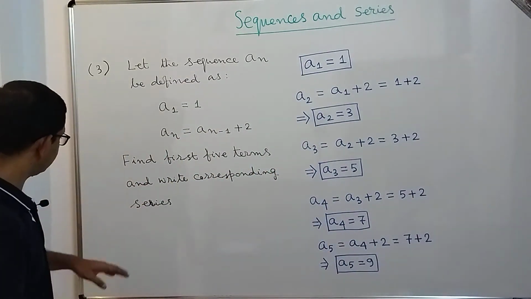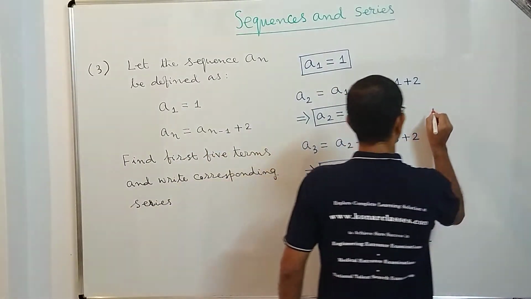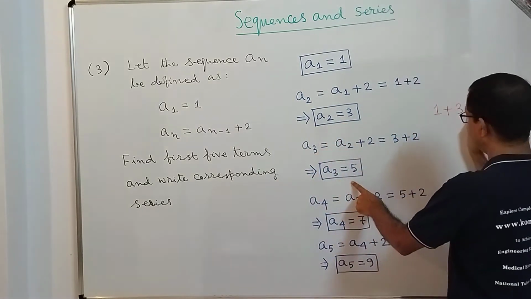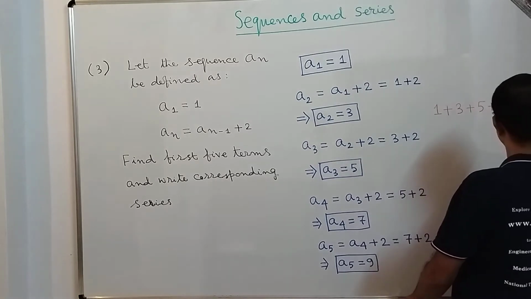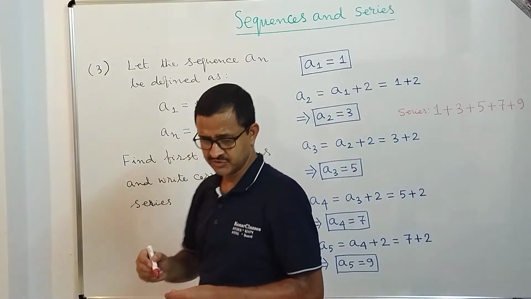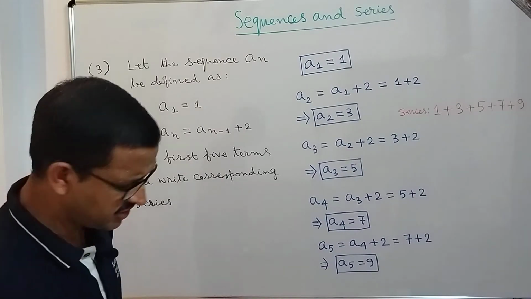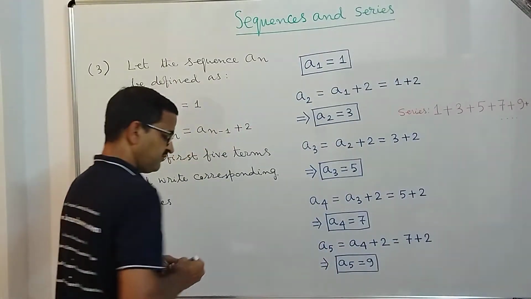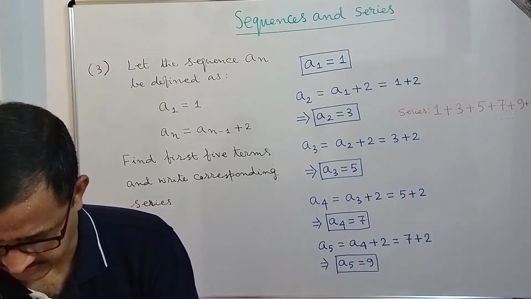Now what is the second part of the question? Write the corresponding series. If we need to write the corresponding series, it will be written like this: the first term, that is 1, plus the second term, 3, plus the third term, 5, plus the fourth term, 7, and then the fifth term, 9. So that is the corresponding series, 1 plus 3 plus 5 plus 7 plus 9. In fact, it will continue after that. So that is the way we define the series. Now, dear students, we proceed to the next question.